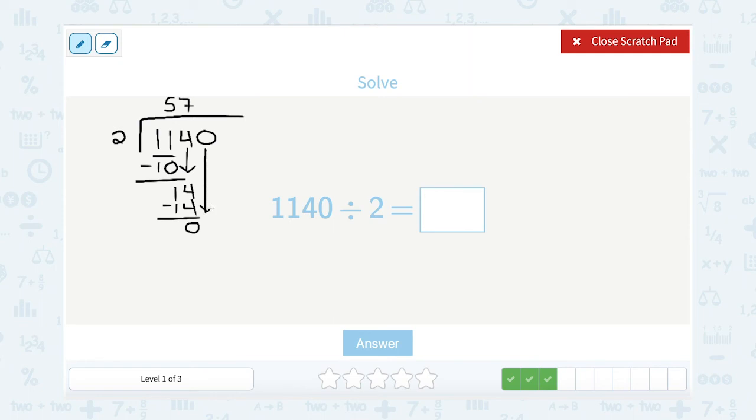And when I bring down the 0, 2 goes into 0 0 times. And of course that gives me 0, so I have no remainder. 1,140 divided by 2 gives me 570.